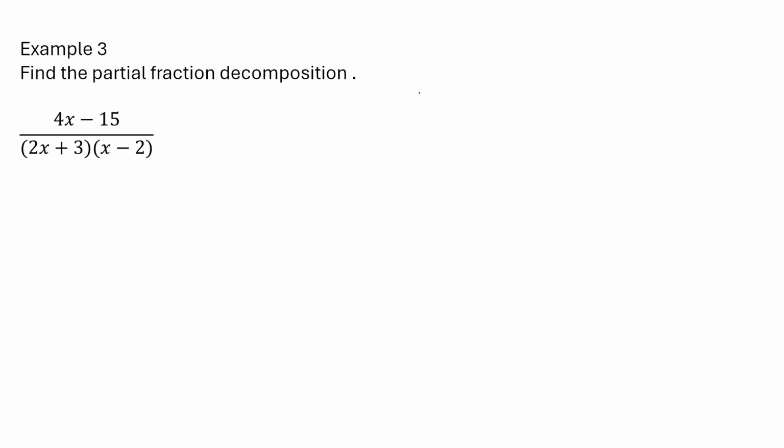The denominator is already factored, so we're going to have 2 fractions, one with 2x plus 3 and one with x minus 2 for the denominator. And since those are both linear, the numerators will be a and b constants. So if we were going to add these 2 fractions, we would get a common denominator, right? So we would multiply the top and the bottom of the first fraction by x minus 2. So we would have a common denominator of 2x plus 3 times x minus 2.